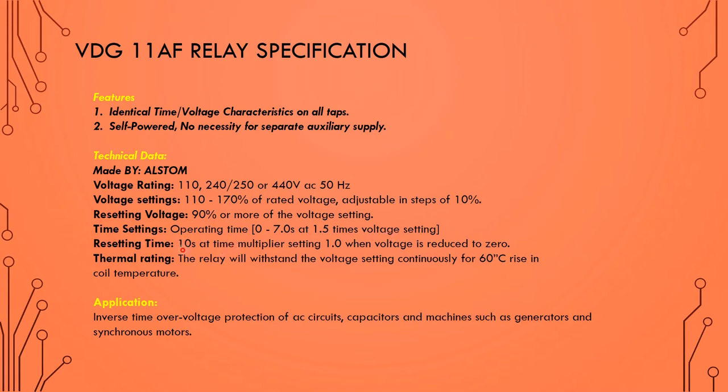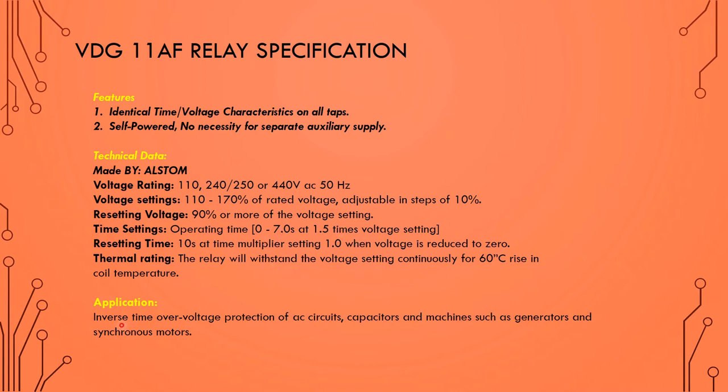Then resetting time is 10 seconds at time setting multiplier 1 when voltage is reduced to 0. And thermal rating, the relay will withstand the voltage setting continuously for 60 degree rise in coil temperature. That means how much voltage you are applying, it will not bother, but it will bother if the temperature of the coil increases above 60 degree centigrade. Then the relay will fail in that case.